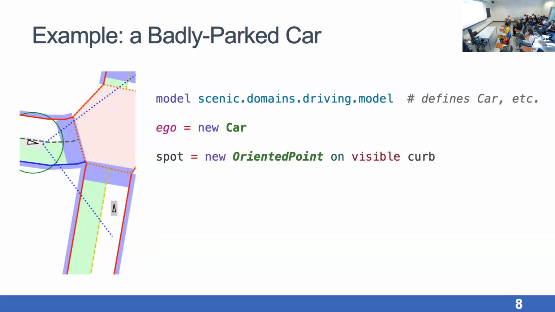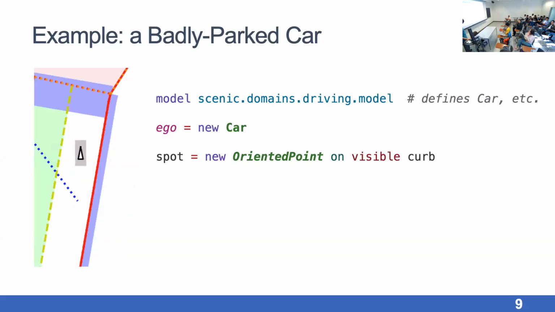Okay. Now, this second car, we have to be a little more specific about how we want to create this one. We're going to do it in a few steps. The first thing we're going to do is pick a point on the curb for the car to be parked at. So in terms of this diagram, zooming in here, this red line on the side, that's the curb region. This curb region is defined in this driving model.